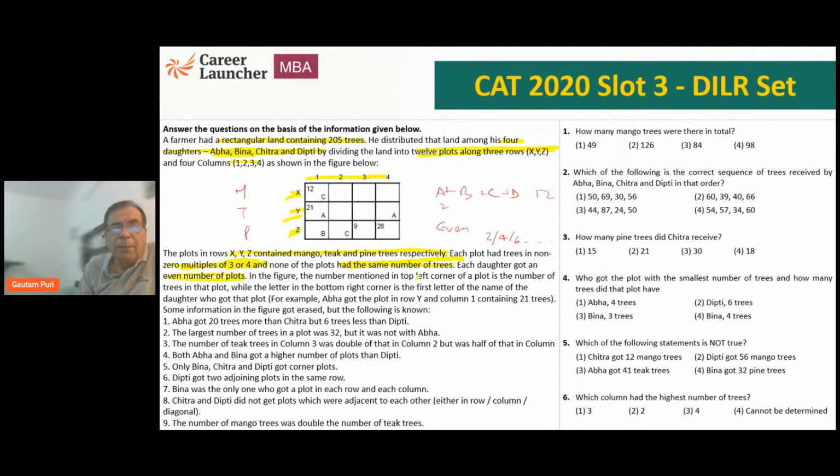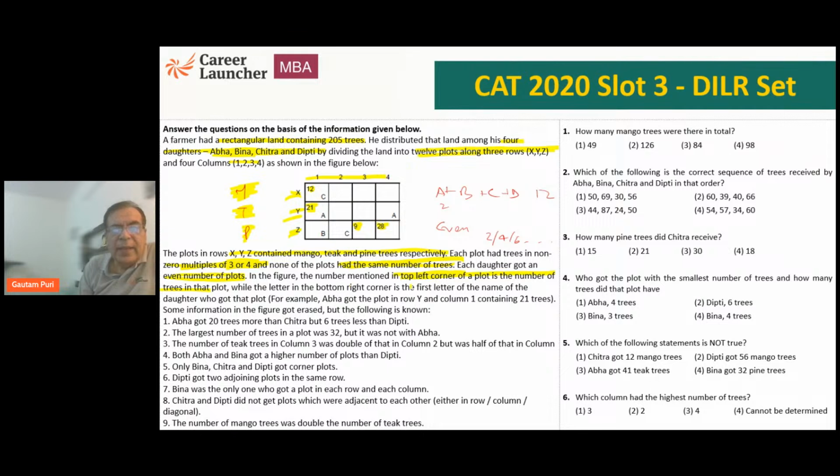In the figure, the number mentioned in the top left-hand corner of the plot is the number of trees in that plot. Okay. So X1 has 12 trees, Y1 has 21 trees, Z3 has got 9 trees, and Z4 has got 28 trees. So we understand that the number on top left-hand is the number of trees on that plot. So X1 has got 12 mango trees because the first row has only mango trees. Y1 is 21 teak trees because the row Y has only teak trees, and Z3 is 9 pine trees, and Z4 plot has 28 pine trees.